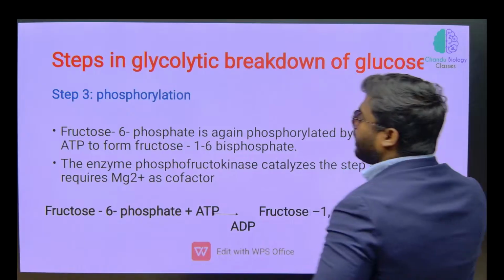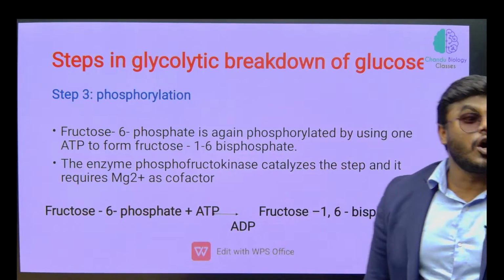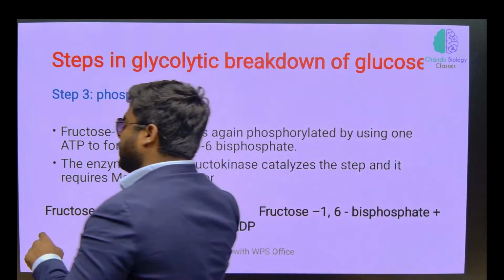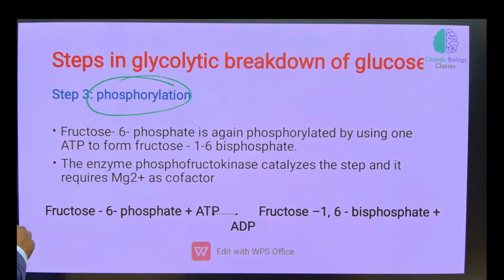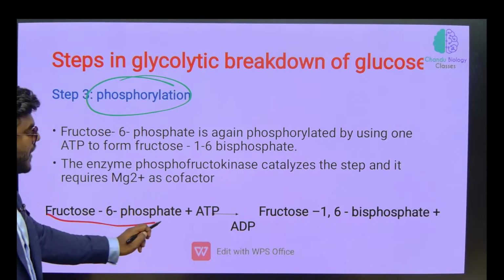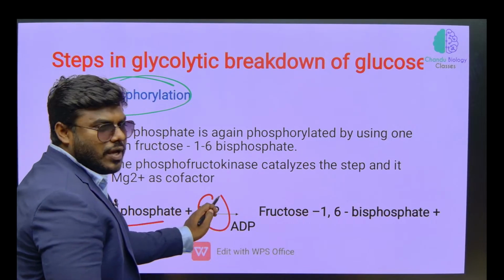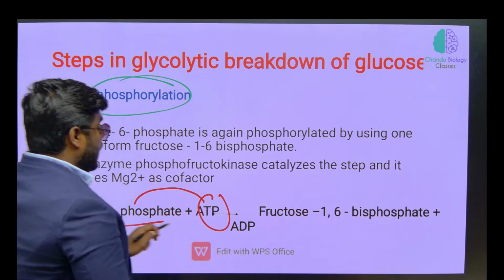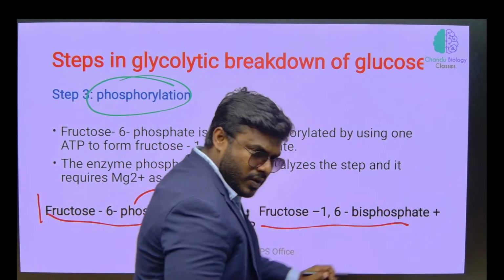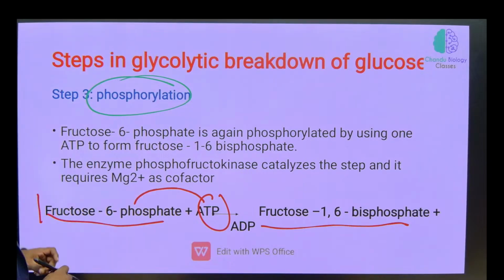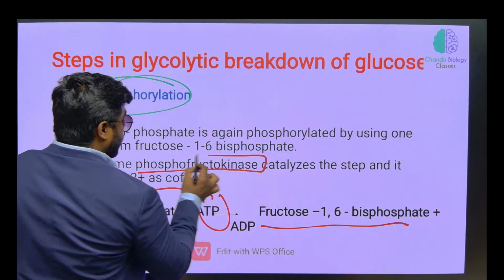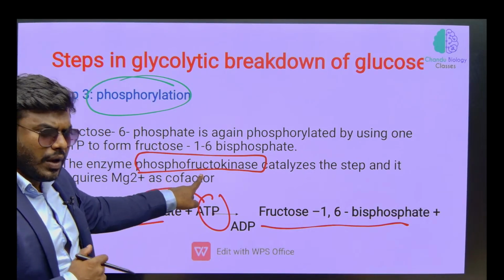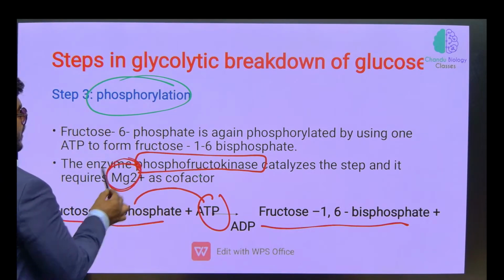What is the third step? Most important step. So how many phosphorylations are there? 2. That is important for the exam. 2 phosphorylations, step 1 and step 3. Fructose 6-phosphate added with ATP. ATP donates the phosphate group to the 1st carbon of the fructose, converted into 1,6-bisphosphate by a versatile enzyme, phosphofructokinase, which is the irreversible and rate limiting enzyme. And magnesium acts like a cofactor.